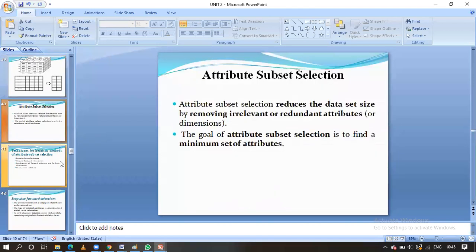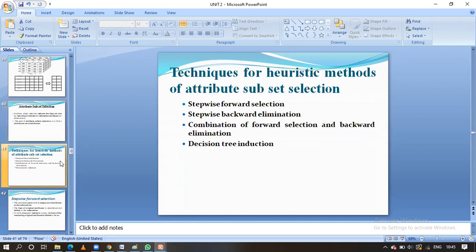What we are going to do is reduce the data size by removing the irrelevant and redundant attributes. Repeated attributes and irrelevant attributes we are going to remove, and we are going to reduce the attribute size. Obviously, the size will be reduced with the help of attribute subset selection. Here mainly four methods will be there. One is stepwise forward selection, another is stepwise backward elimination. Stepwise forward is a selection, stepwise backward is an elimination, the next one is a combination of forward and backward elimination, and finally decision tree induction. We already know about the decision tree.